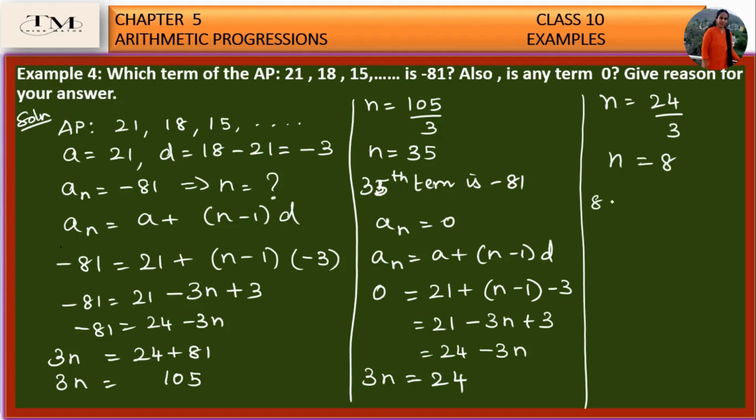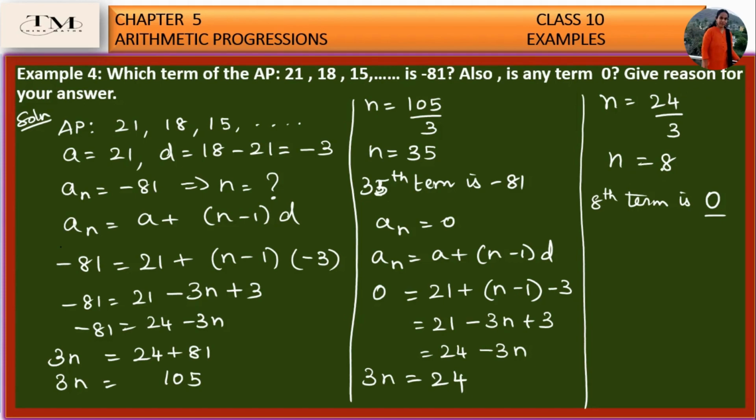It means the 8th term is 0. That means 0 is one of the numbers in this arithmetic progression. So we can say 0 is one of the terms in this arithmetic progression.